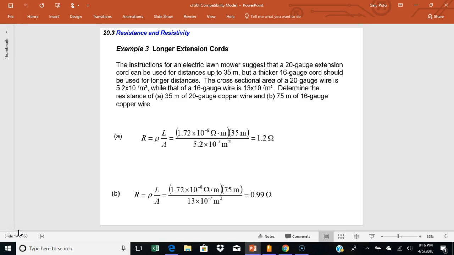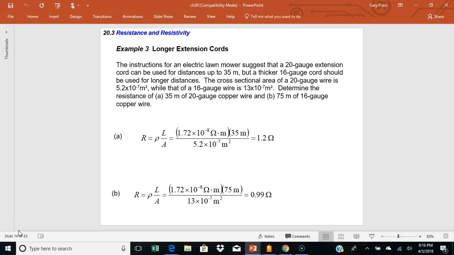Here's an example. Instructions on electric lawnmowers suggest that a 20 gauge extension cord be used for distances up to 35 meters, but a thicker 16 gauge cord should be used for longer distances. The cross-sectional area of the 20 gauge wire is 5.2 times 10 to the minus 7 square meters, while a 16 gauge wire is 13 times 10 to the minus 7 square meters. Determine the resistance of the 35 meter 20 gauge copper wire and the 75 meter 16 gauge copper wire.